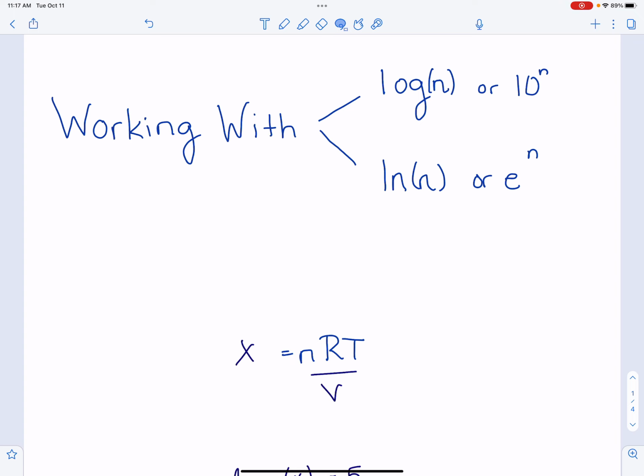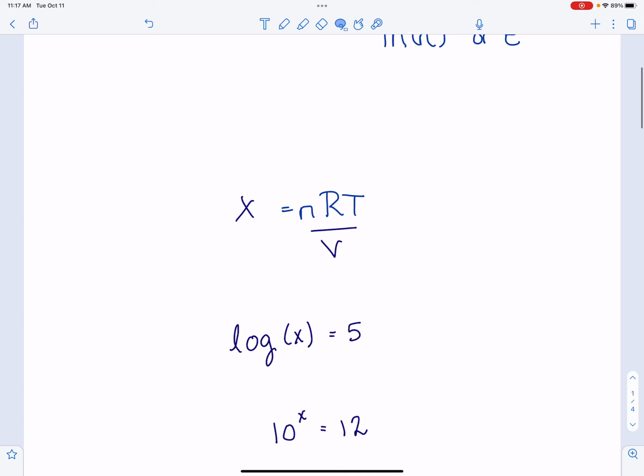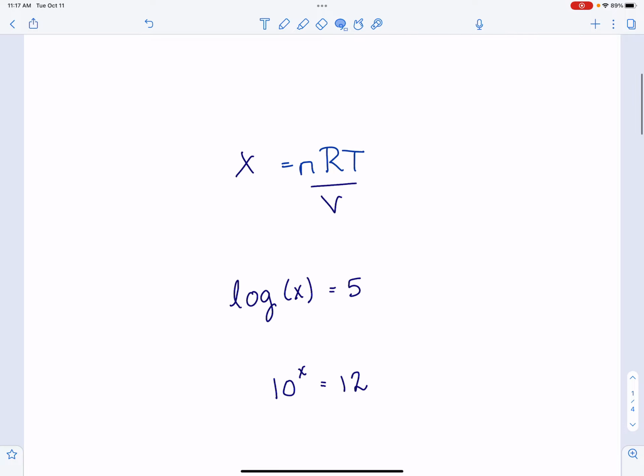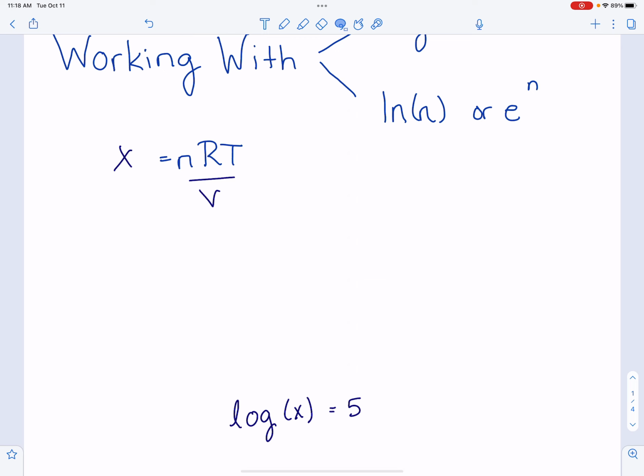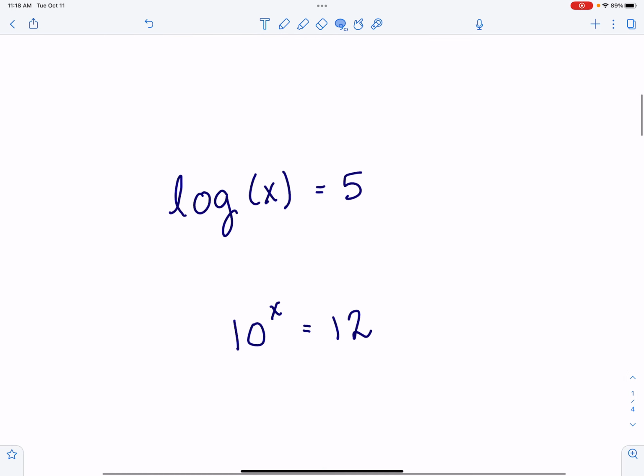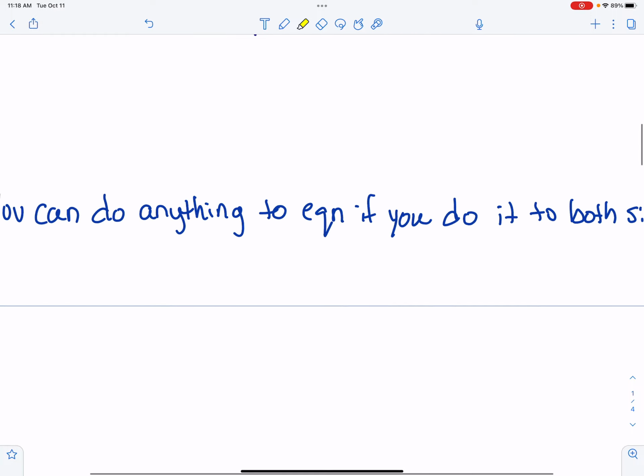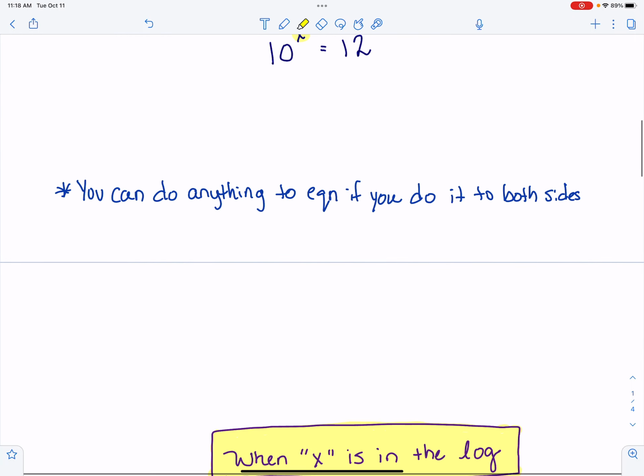So that's the goal. So when you're looking at natural logs or logs, you might have something that looks like this format or this format. And again, this is not good. You don't want a variable inside a log, and you don't want a variable in the exponent. You just want the variable by itself, not in some weird format. So remember, you can do anything to both sides.